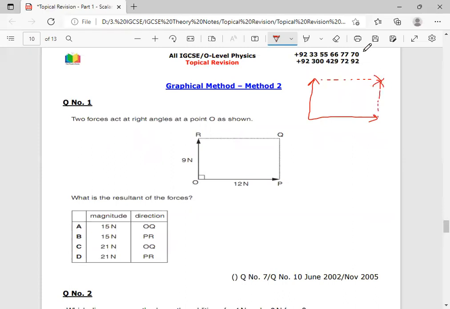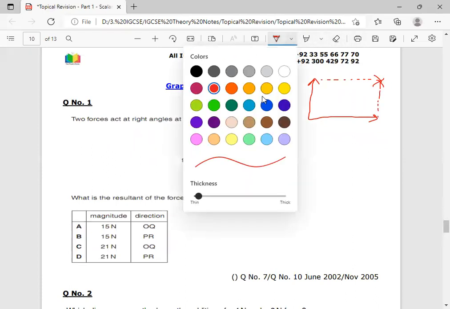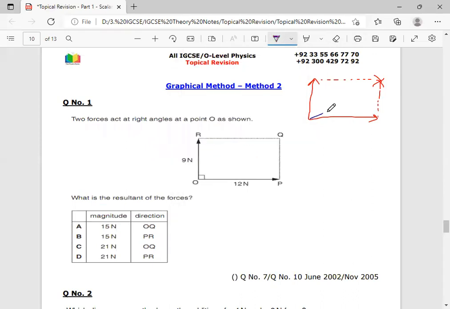Where the arcs intersect, we will draw the resultant vector, and it will always be directed towards the point where these arcs intersect with each other, and this will be its resultant vector. Okay. Two forces act at right angle at point O as shown in figure. What is the resultant of the forces?